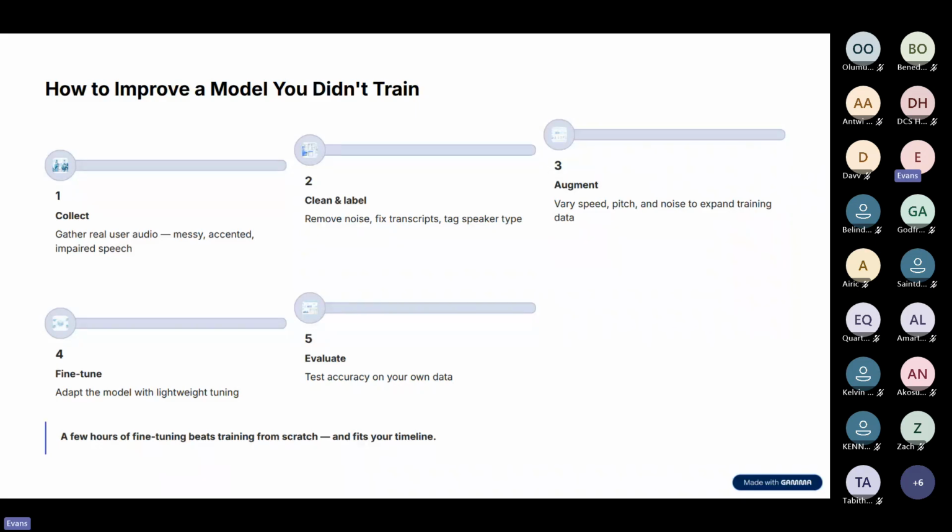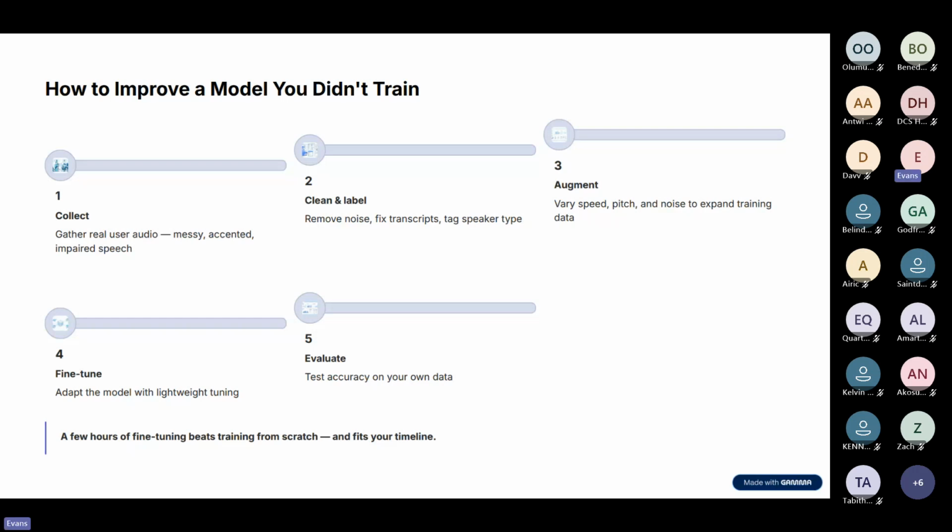All right, so a few hours of fine-tuning beats training from scratch, right? And also it fits your timeline. And so with this, I'd say the best approach, I'm saying it again, the best approach is fine-tune. Don't try to train from scratch. However, if you think you can do it, I mean, some people have superhuman abilities. So if you think you can do it, you can do it.